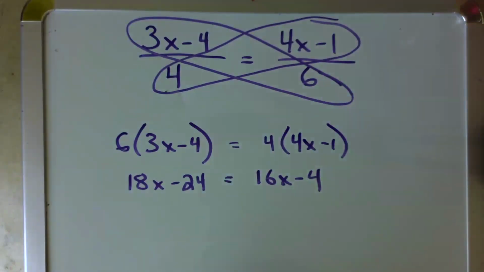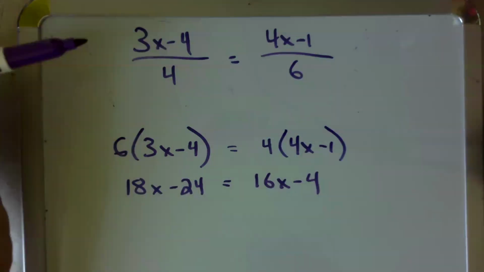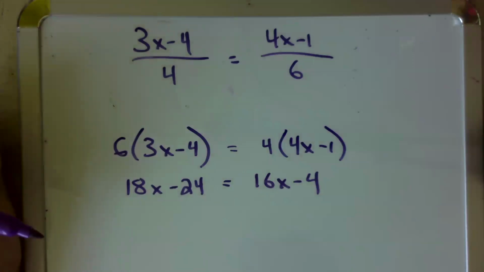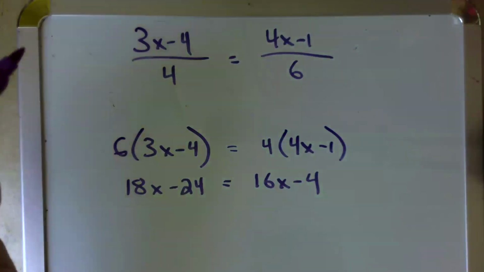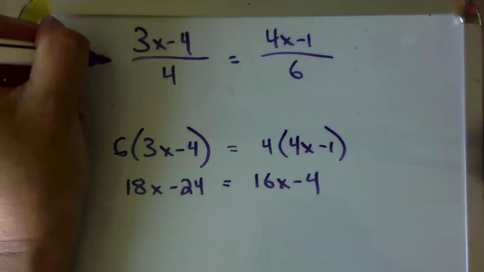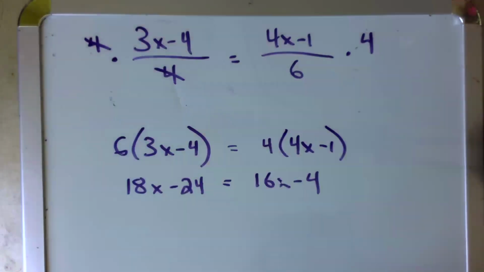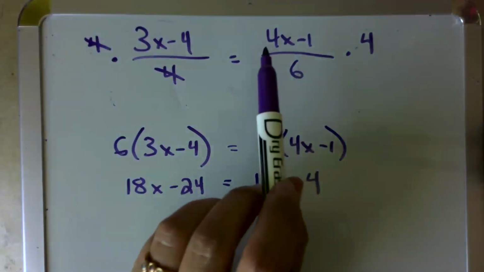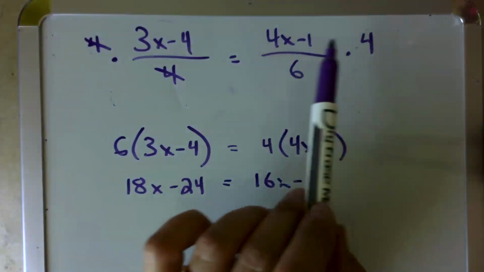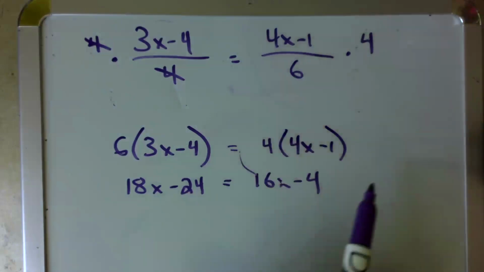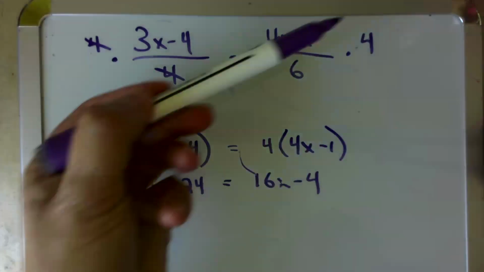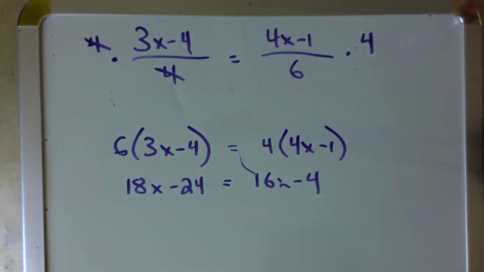Let's take a quick second to say, why do we do this? Well, if we didn't do this, our first step would be to get rid of the 4 in this denominator. And we would do that by multiplying both sides of the equation by 4. Over here, that would cancel the 4. And over here, we would have 4 times 4x minus 1. Well, that's exactly what we got by doing that loop of the bow tie.